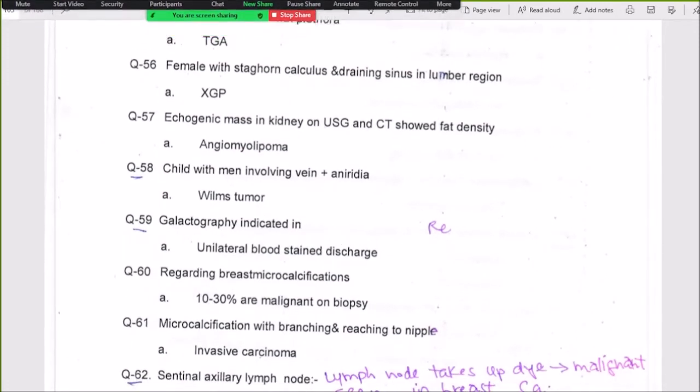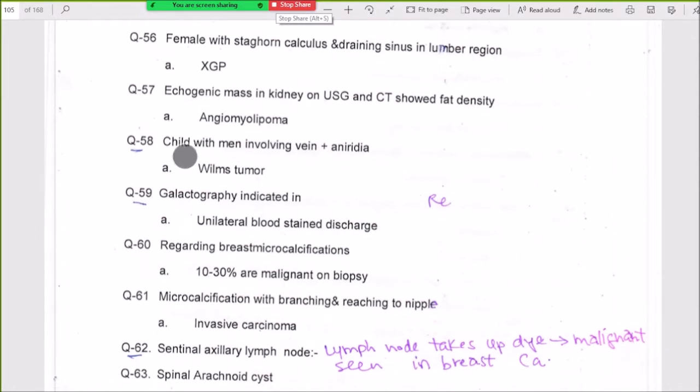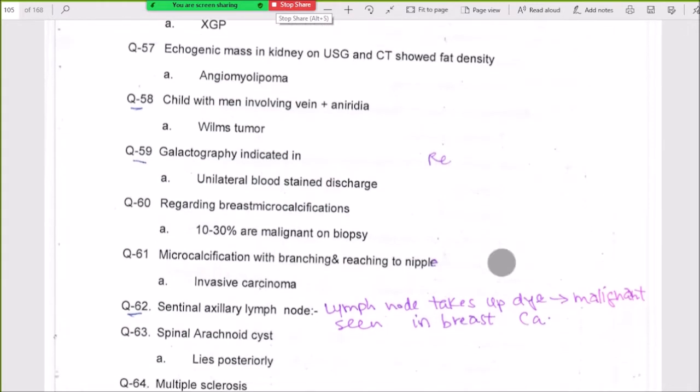57. Renal mass in kidney on ultrasound and CT shows fat density, seen in angiomyolipoma. 58. Child with multiple hemangiomas plus aniridia, seen in Wilms tumor.